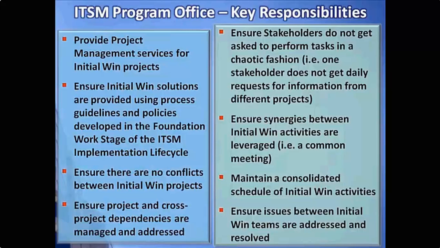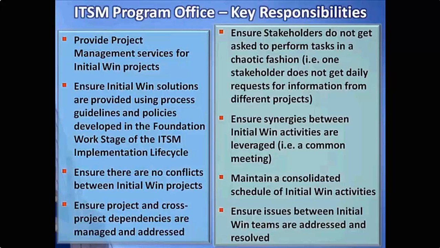Ensuring there's no conflicts between initial win projects. Ensuring that projects and cross-project dependencies are managed and addressed. So it's possible you may have one initial win effort that's dependent on the input or output of another initial win effort, and you need to coordinate that. Typically your program office would help facilitate that and make that happen.